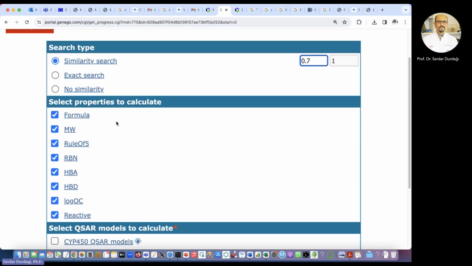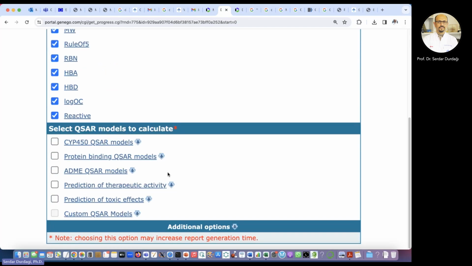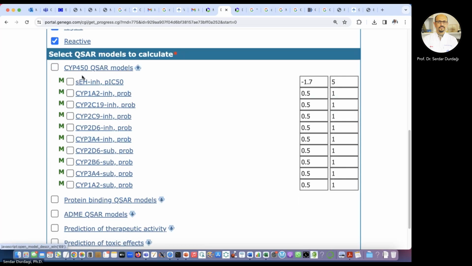Here, we can also select the properties to calculate, such as molecular formula, molecular weight, Lipinski's rule of 5, hydrogen bond acceptor, donor groups, reactive groups. And then here, if you want, you can also go with the CYP450 QSAR models. Here, there are different QSAR models that are related to the metabolite predictions.